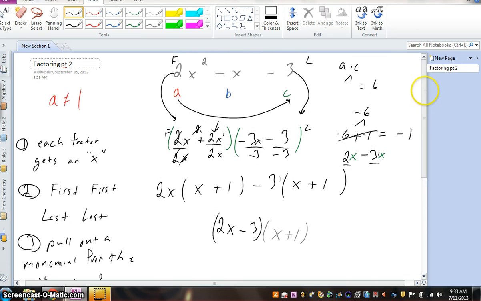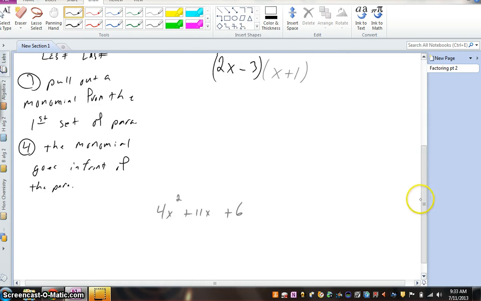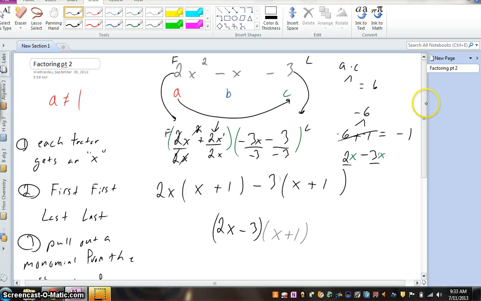Now, if you were to FOIL this, I'm not going to do that, but if you were to FOIL this, you would end up right back where we left off at 2x squared minus x minus 3, way back up here at the top. So, to finish this video, I'm going to work another problem in another video, just so you can have one. But I want to go over this one more time.